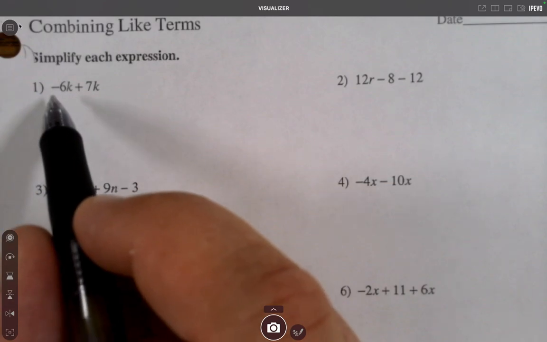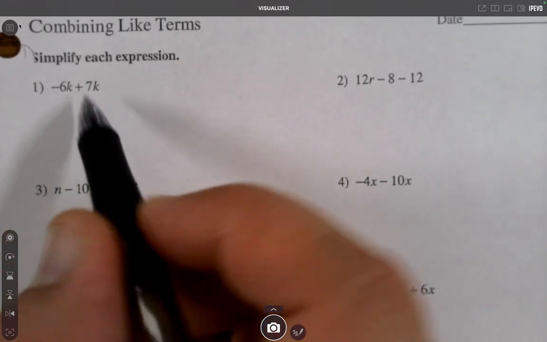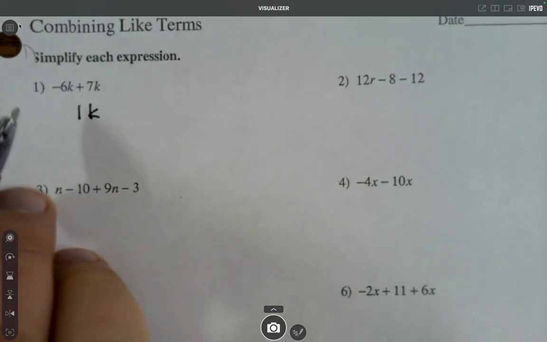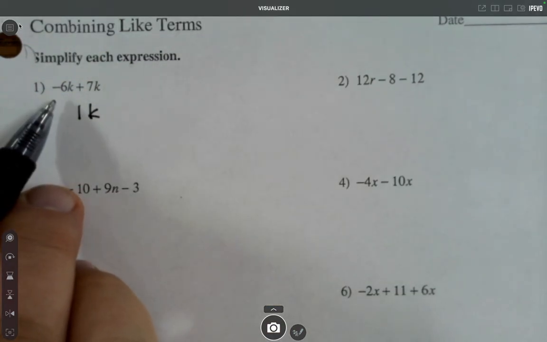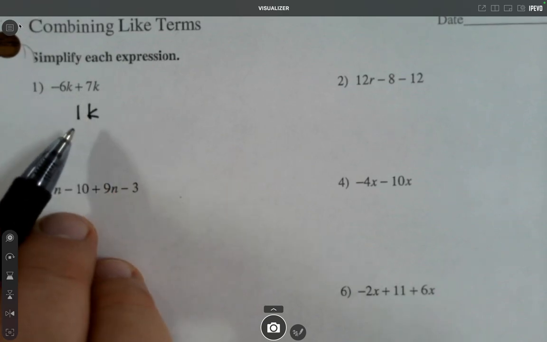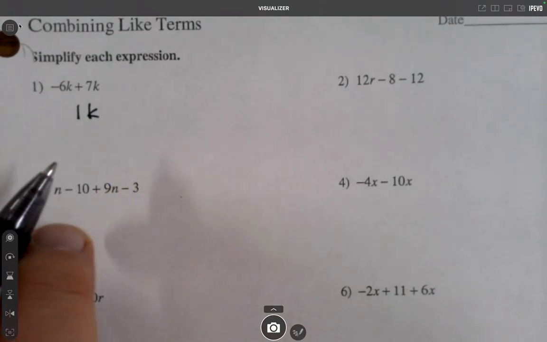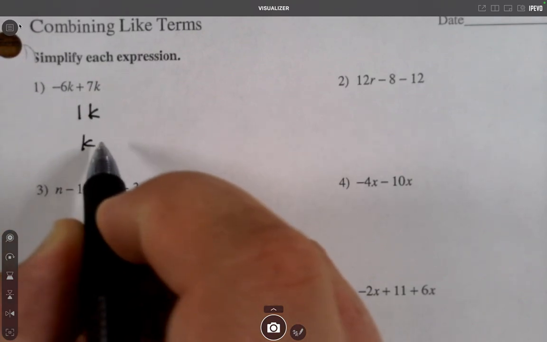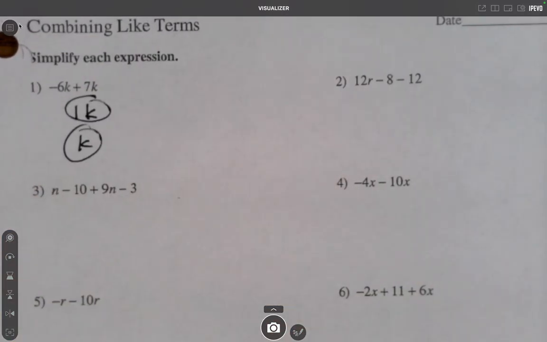So we just say -6 plus 7 is +1, and we keep the k. Because we were down 6k's, but then we added 7 of them, so now we're at +1k. And you don't have to write the one with it, but you're welcome to. So you could write the answer as 1k or just k. Either one of those is fine.